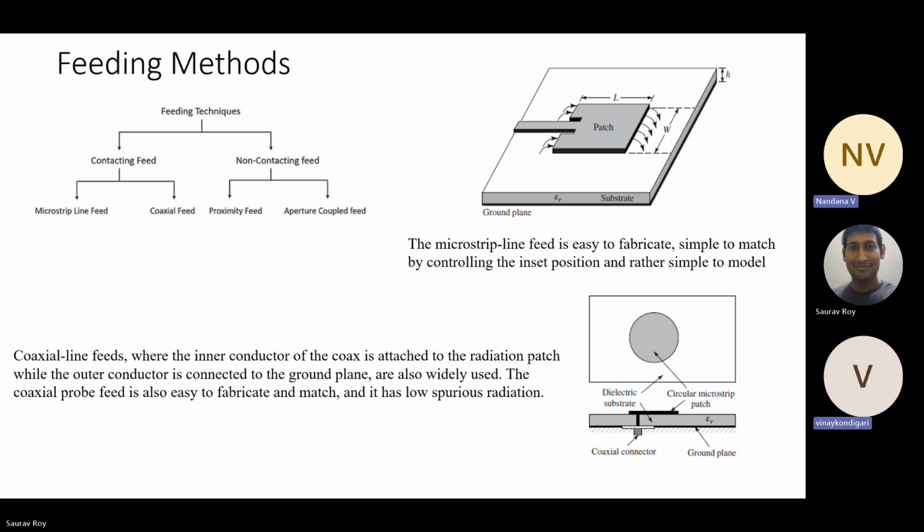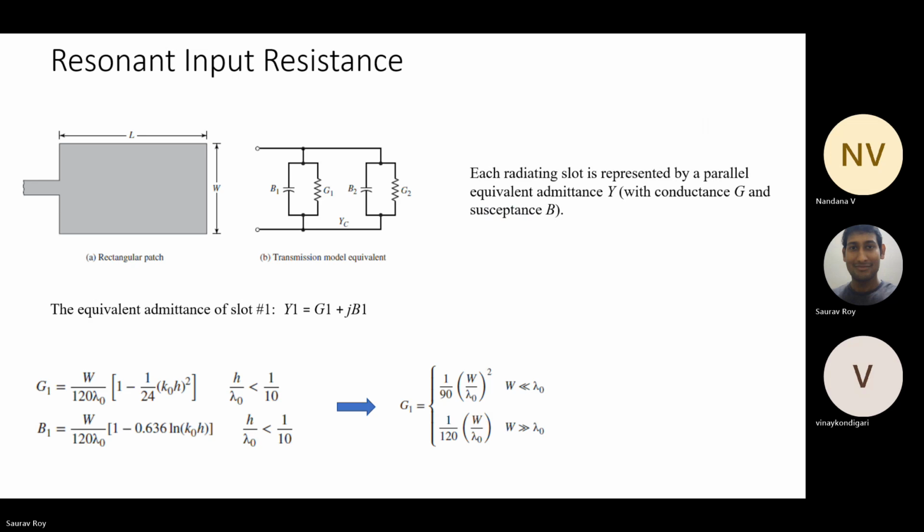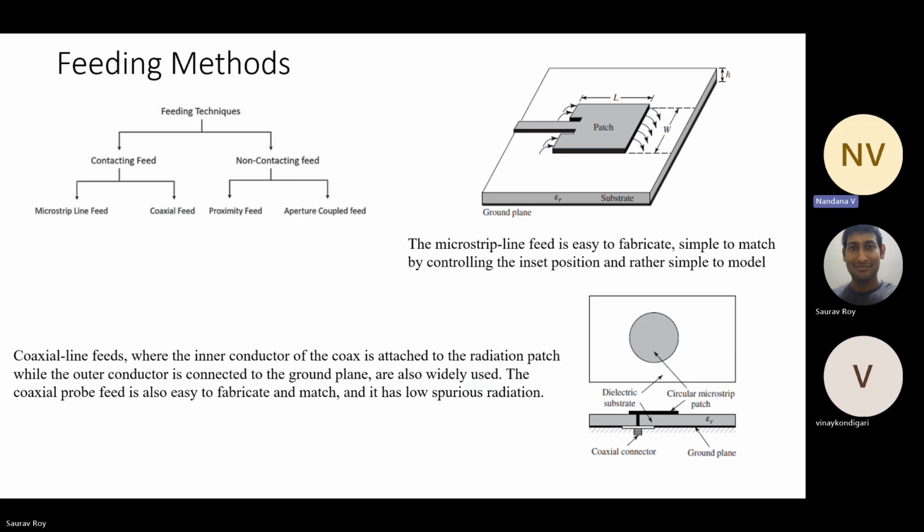So now, where this inset is, normally we used to keep it along the width, the broader section. Why is it so? Is it because of the radiating slots? No, it is not that. We'll look into that. When you make the feed enter through the patch, it is called an inset feed. Why that is so, we'll look into on the next slide.